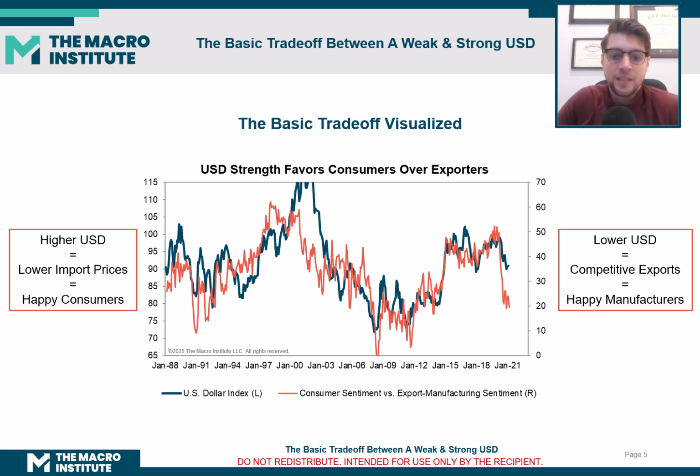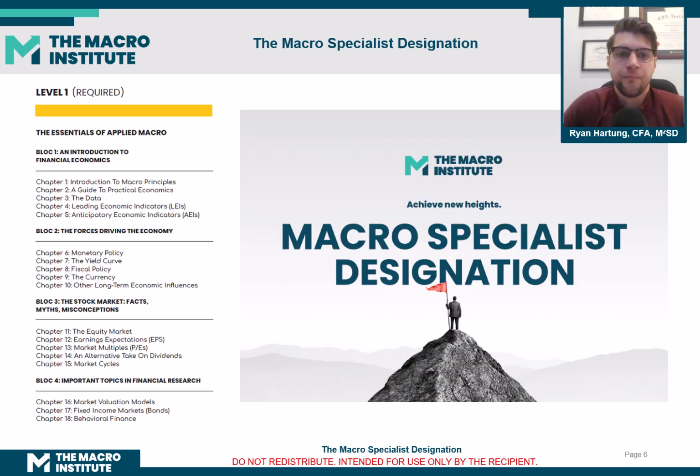So higher USD when the blue line is moving up, as we talked about, that means lower import prices and happy consumers. So the consumer sentiment is rising faster than export manufacturing sentiment. On the flip side, when the blue line's moving down, that means lower USD. That means more competitive imports, and we have happier manufacturers.